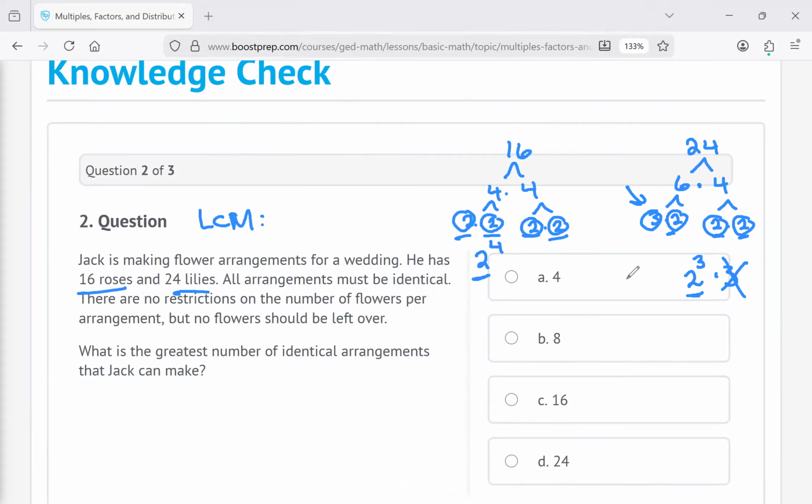All right, not the lowest, pick the highest. You pick the highest repeating base. My repeating base is 2, so 2 to the 4th and 2 cubed. We're going to pick 2 to the 4th because that's the highest power of the repeating base. So 2 to the 4th is 16. So it's going to be C.